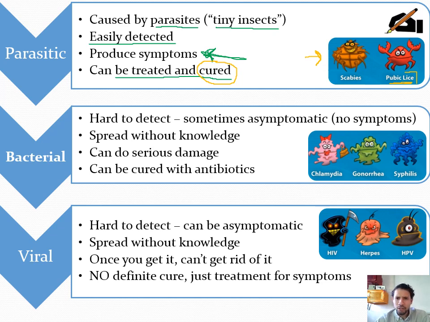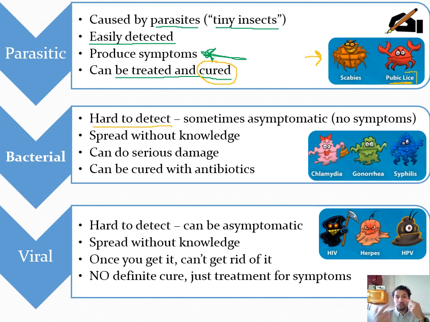Okay, good. Now, the second type of infection will be bacterial infections. Okay, bacterial infections are a little bit worse than parasitic. Okay, parasitic were the, let's say, menos peor. Okay, menos peor, the least worst kind of infection. Bacterial infections are a little bit worse than parasitic because they are hard to detect. Okay, you cannot detect them easily.